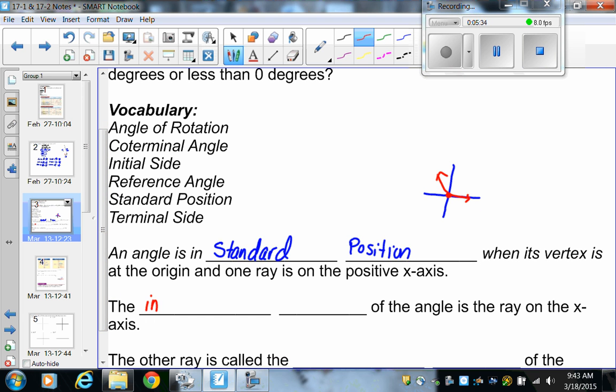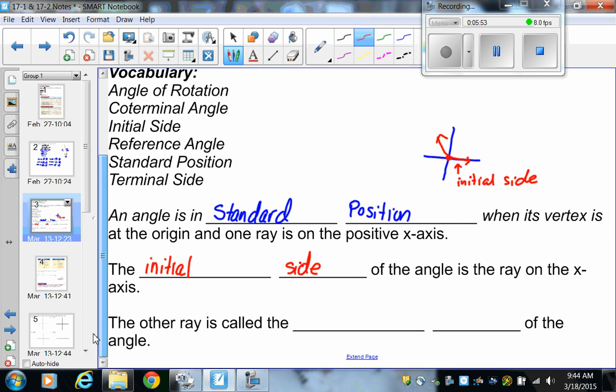The initial side of an angle is the ray on the x-axis. So in this example, this would be your initial side. The other ray is called the terminal side. So this side over here would be my terminal side.